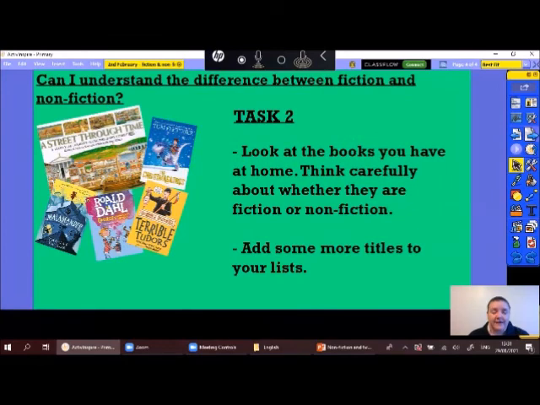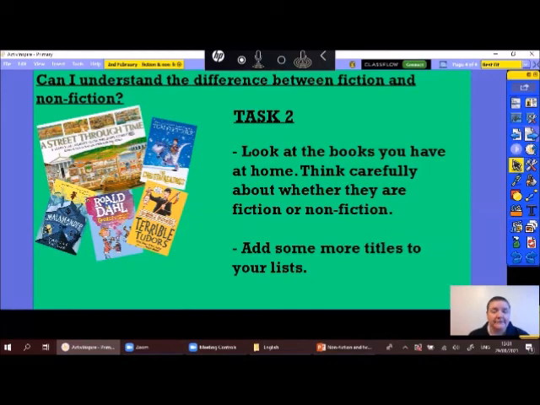The second part of your task today is to look around your own home and see if you can find lots of different books. And we'd like you to add them to your lists, your fiction and non-fiction lists. I've included a few pictures here of books that we've used in Year 4 so far. See what else you can find and add those titles to your lists.